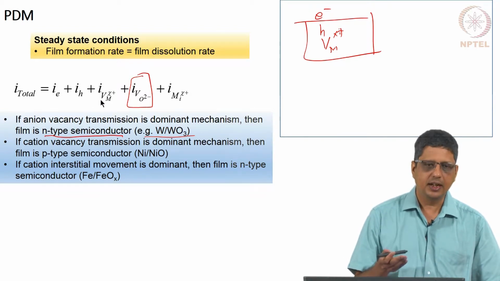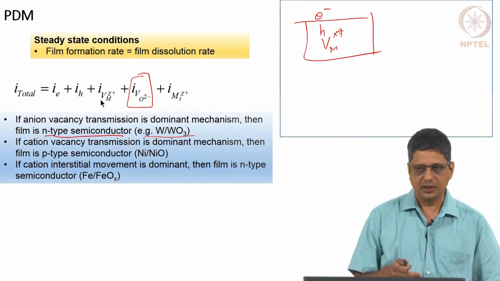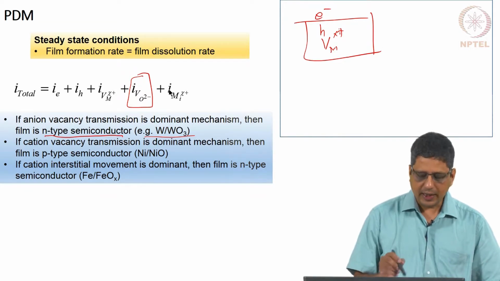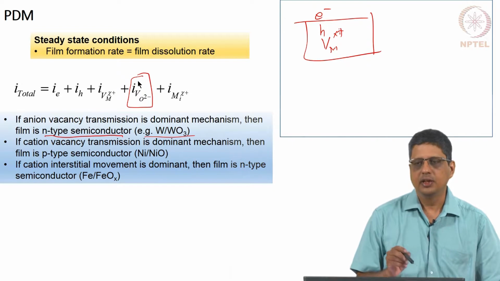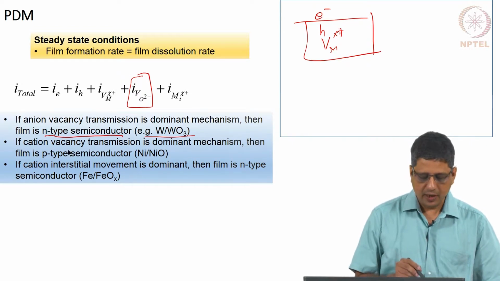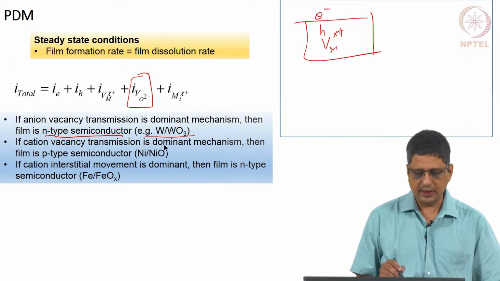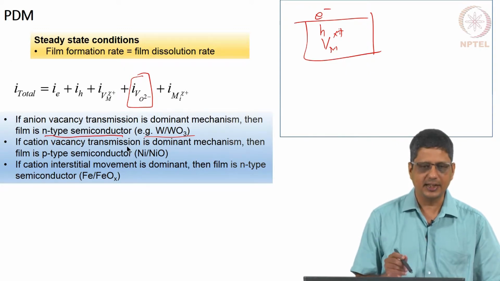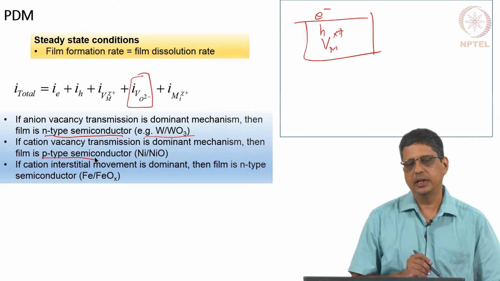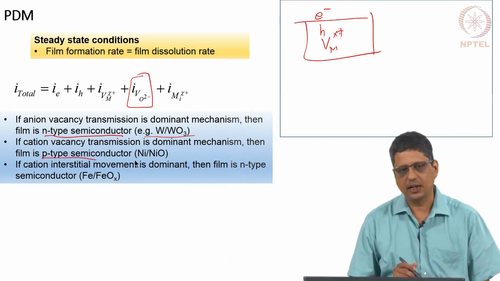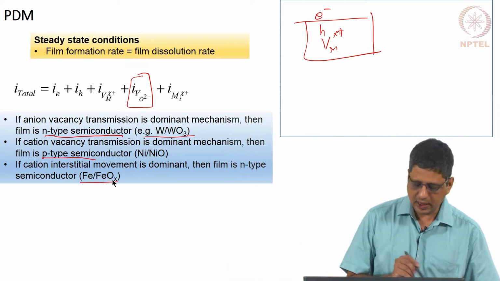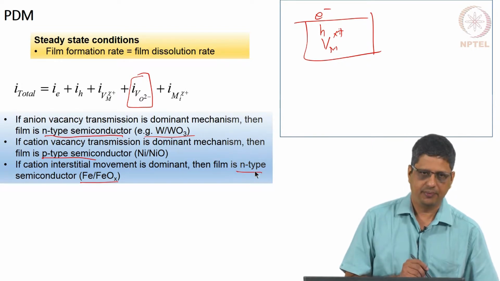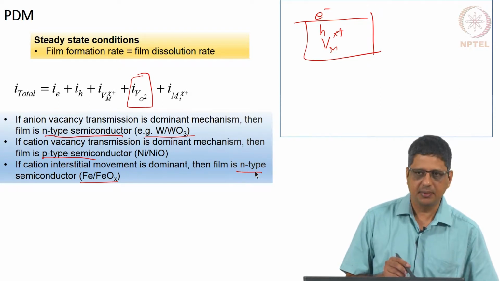So, obviously it means that electronic conduction and hole conduction are much smaller compared to this. Cation vacancy conduction is not that high, cation interstitial conduction is not that high, and the major current carrier is the anion vacancy. In case transport of cation vacancy is dominant, the film will be a p type semiconductor, and an example is nickel oxide. And if cation interstitial movement is dominant, then again it will appear as an N type. So, depending on which movement is dominant, it is going to appear as an N type or p type semiconductor.